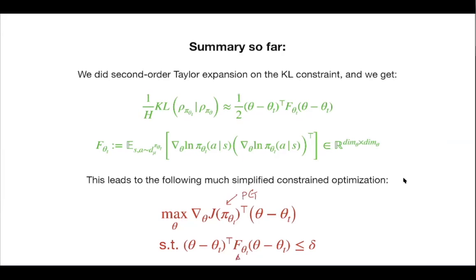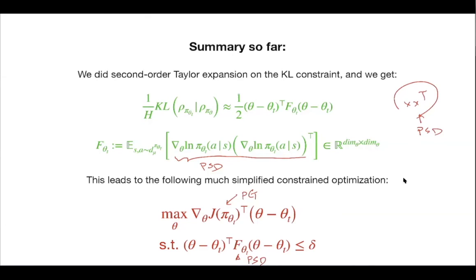This is a positive semi-definite matrix, because it is always PSD. In other words, a matrix of the form X X transpose is always positive semi-definite. So my Fisher information matrix is a positive semi-definite matrix.